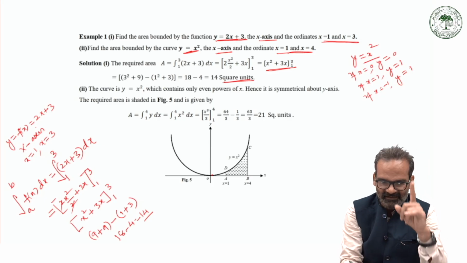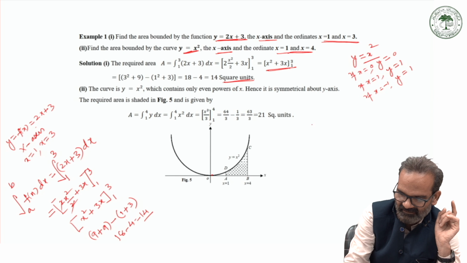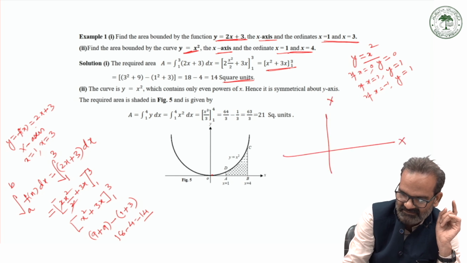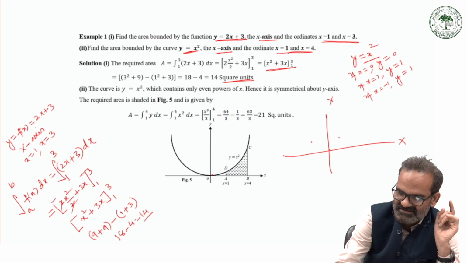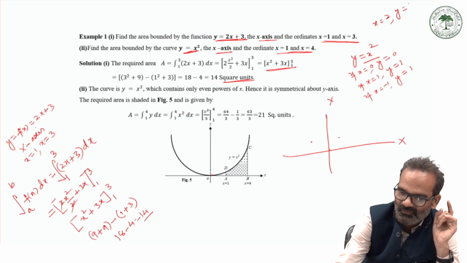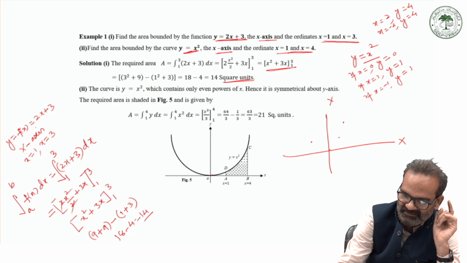So naturally, if you take here, this is the x-axis, this is the y-axis, and this passes through the origin. X is 1, y is 1, this point. X is minus 1, y is 1, this point. X is 2, what is y? X is 2, y is 4. And x is minus 2, even then y is 4. So you will get here this and this.